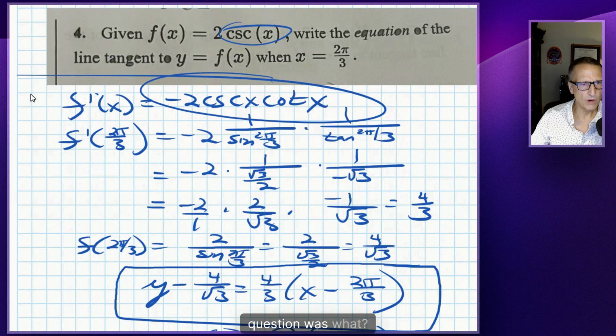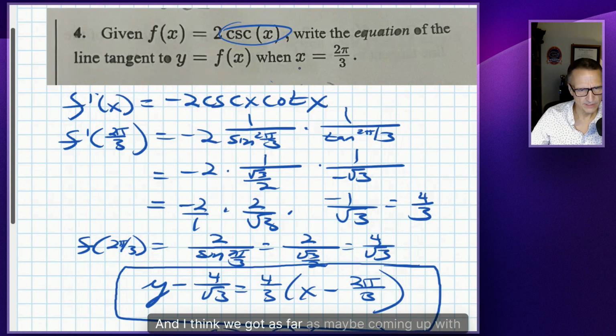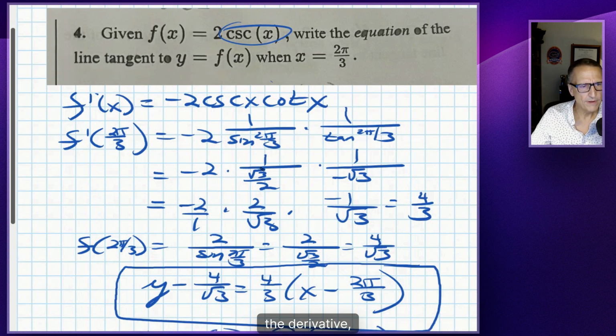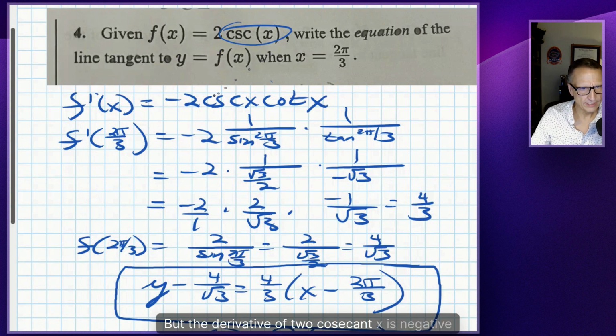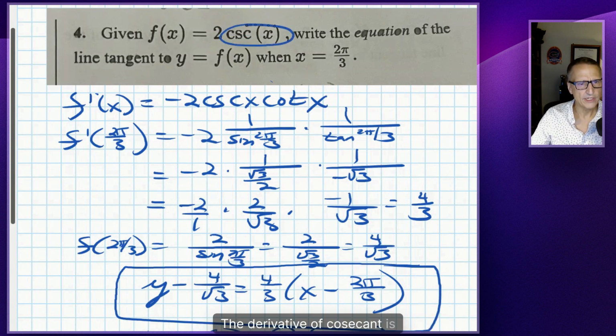The question was, given that f of x is 2 cosecant of x, get the equation of the line tangent to f of x when x is 2 pi over 3. And I think we got as far as maybe coming up with the derivative during the live session. But the derivative of 2 cosecant x is negative 2 cosecant x times cotangent x. That's one of the rules of derivatives that you need to know. The derivative of cosecant is negative cosecant cotangent.